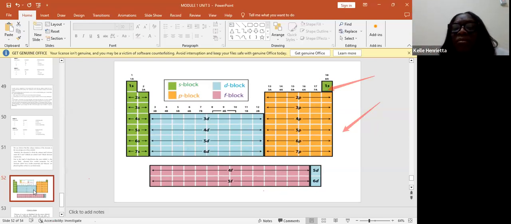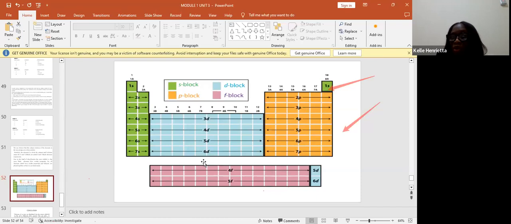Then for group, the other one is group 3 to 12. Then for group 13 to 18, their valence, their outermost electrons are in the p orbital. They are called the p block elements.